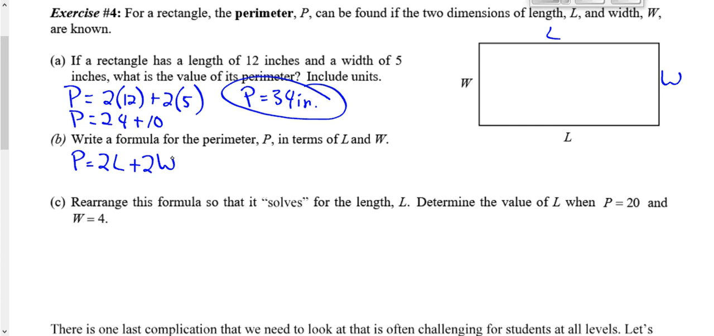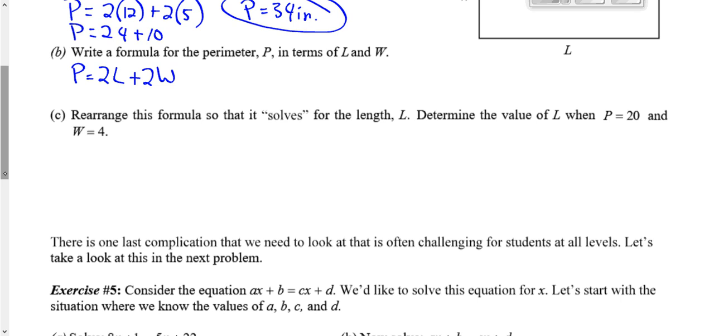What do they want us to do in part C? Solve for the length. And it says rearrange the formula. That's really a strange way to word it. They want us to solve the formula we just wrote for what letter? L. We want to get the L all by itself. And then determine what it is when the perimeter is 20. Okay? So I'm going to copy this down. I want my L over on the left side.